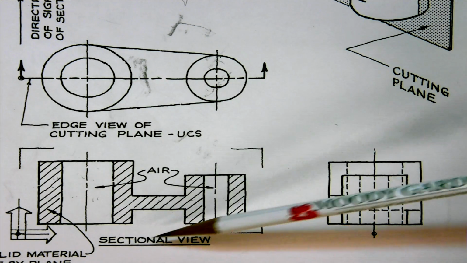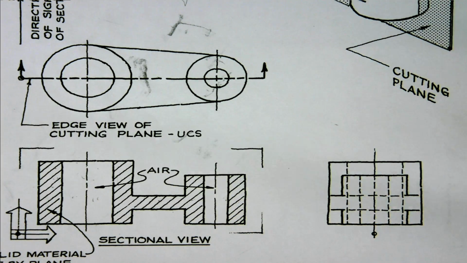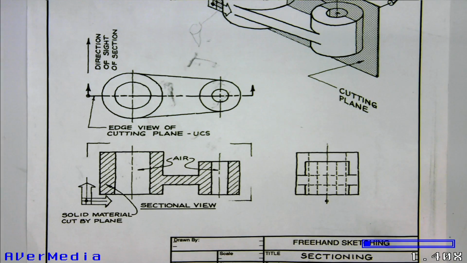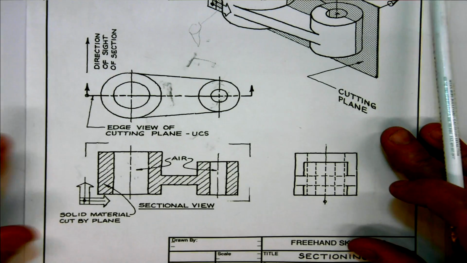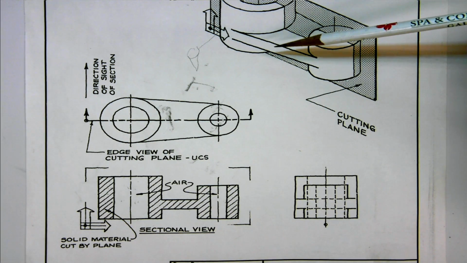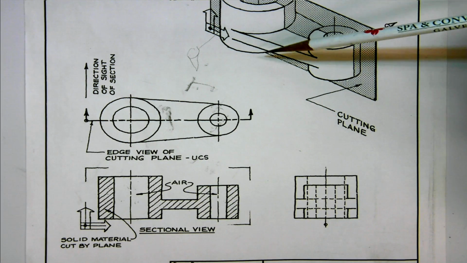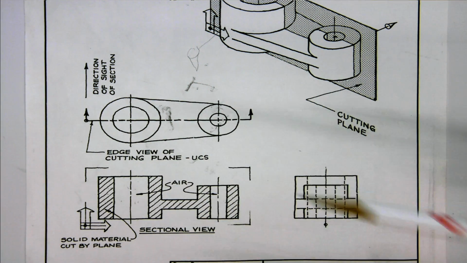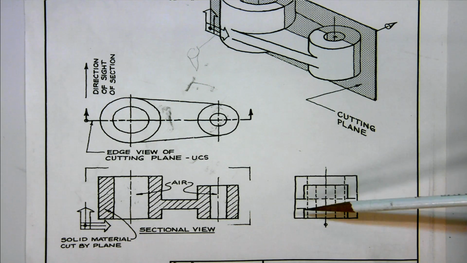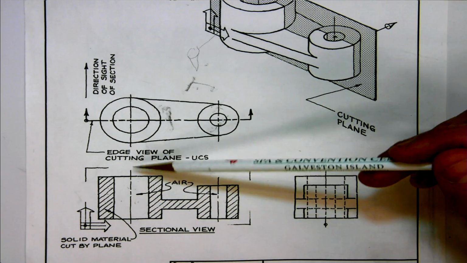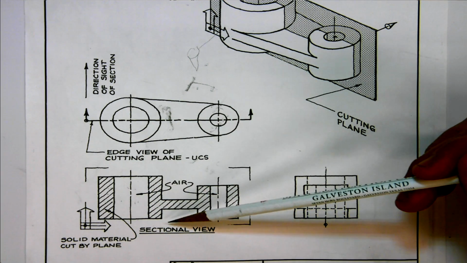Notice, though, in this section view, none of the exterior features are shown. So if you're looking right here, you're not showing any of this interior feature. You're not showing any of that. These exterior lines are removed because they've been cut away. Looks like, again, this has been cut off here. Cutting plane line here. Opposite the cutting plane line is going to be your section view.